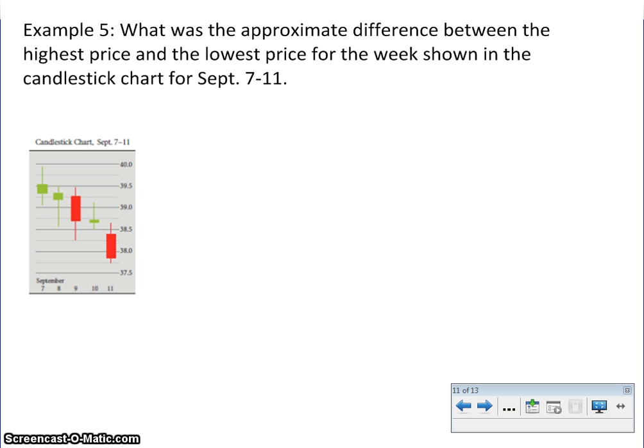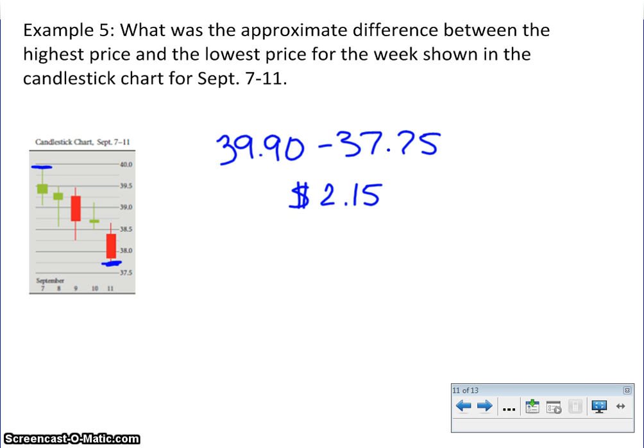Example 5, what was the approximate difference between the highest price and the lowest price for the week shown in the candlestick chart? Well, we see here that the highest price was right here at about $39.90. We see that the lowest price was right here on this line of $37.75. So when we subtract, we see that it is a difference of $2.15.